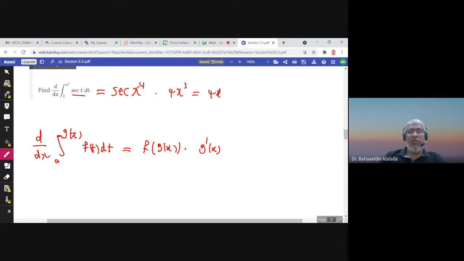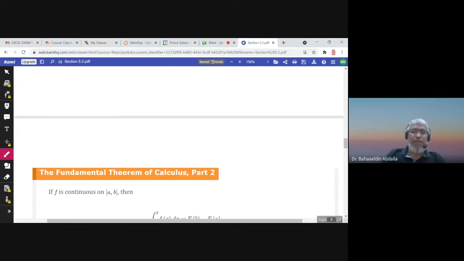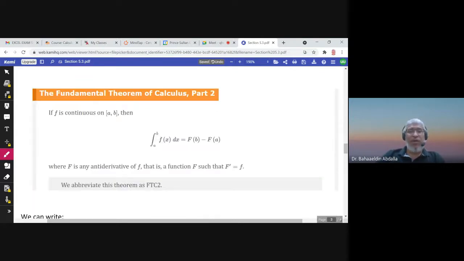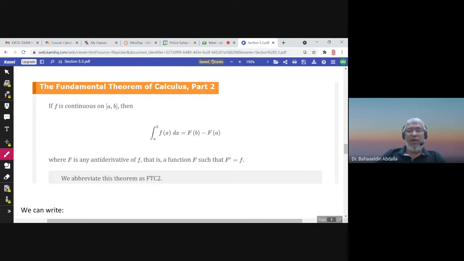So the answer would be 4x cubed secant x to the power 4. That's the derivative of this integral. The second part, part 2 of the fundamental theorem of calculus, deals with the derivative, the integral of the derivative. The integral of the derivative.